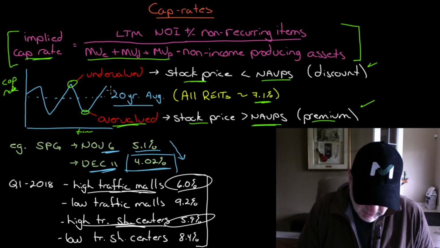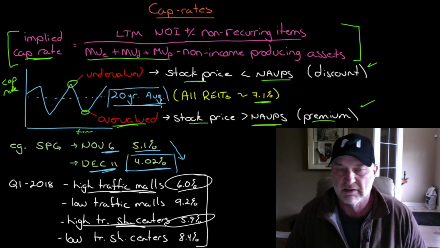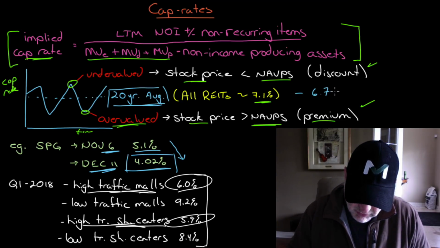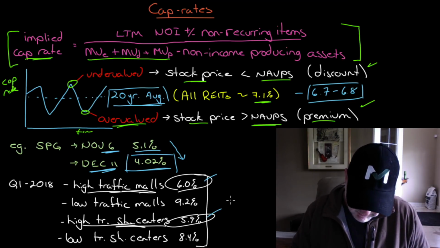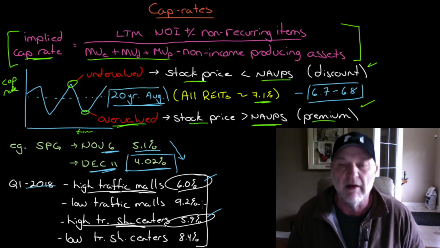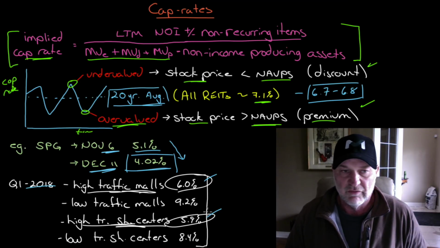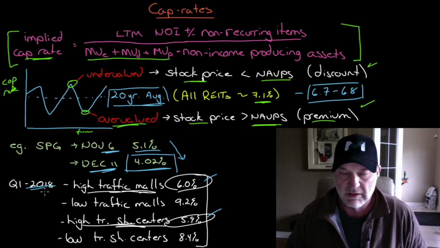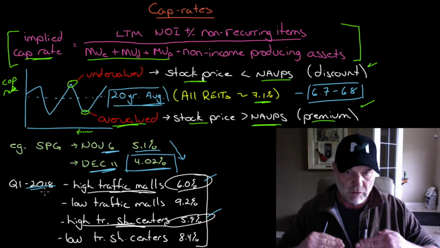If you say, well, you can't compare against a 20-year average, you really got to compare against the last 5 years or so. This 7.1 goes down to about 6.7 to 6.8. That's for all REITs. These malls are, as of Q1 2018, implied cap rates as of that time. So these are probably more reflective of what a fairly valued REIT would be at that time. And again, from Q1 2018 to pre-COVID, vacancy rates were already rising anyways.